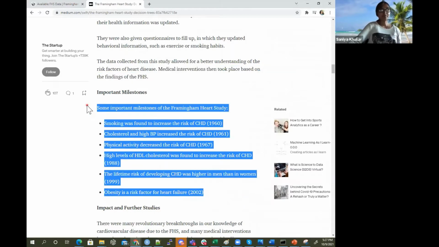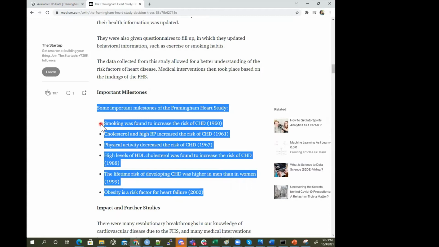Do you want to read some important milestones of the Framingham Heart Study? Sure. Smoking was found to increase the risk. Cholesterol and high blood pressure increase the risk. Physical activity and high levels of HDL cholesterol decrease the risk. Lifetime risk of developing CHD was higher in men than women. Obesity is a risk factor for heart failure.